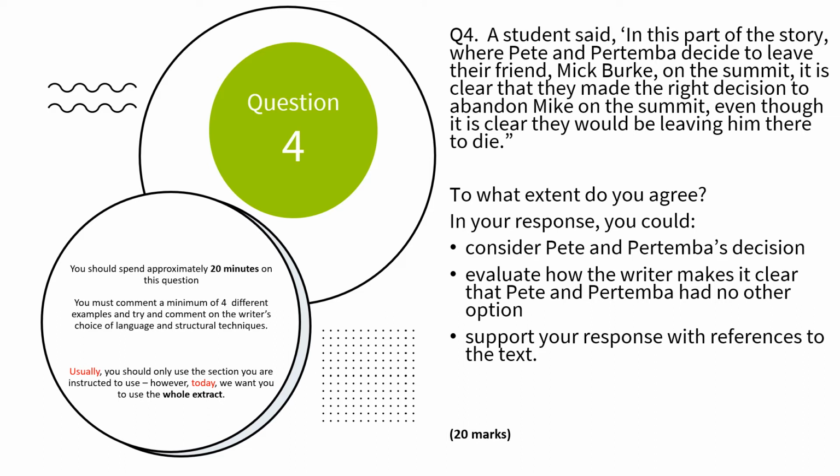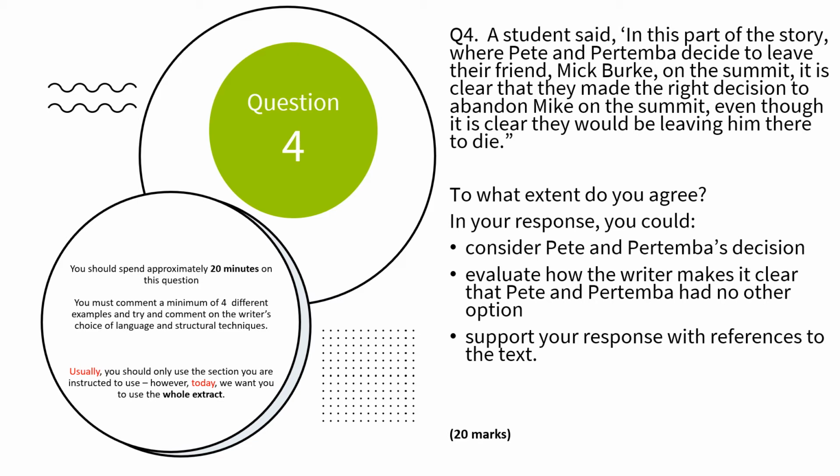Okay, so you should spend 20 minutes on this question. You must comment on a minimum of 4 different examples. So what you're trying to do is say it's clear that they made the right decision because of this language device. It's clear that they made the right decision because of this structural device. It's clear because of this. Okay, so you have to identify language and structural techniques. You're looking at a good 4 to 6 paragraphs for this one. Okay, detailed, analysing language and structural choices.